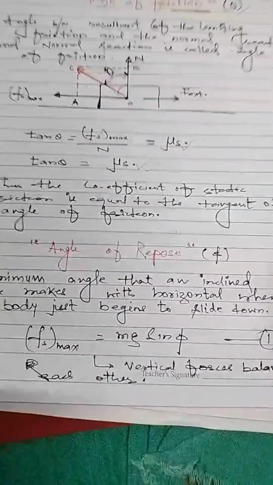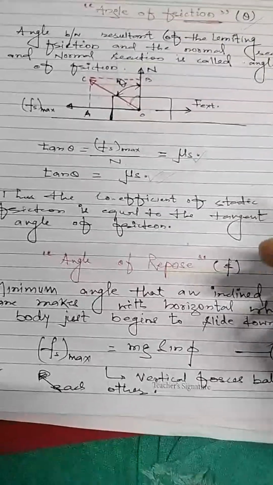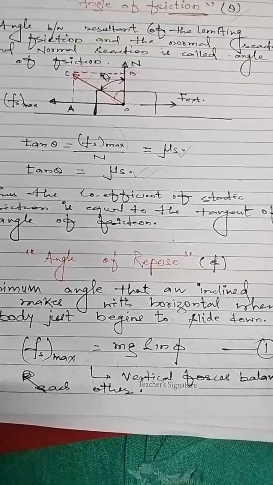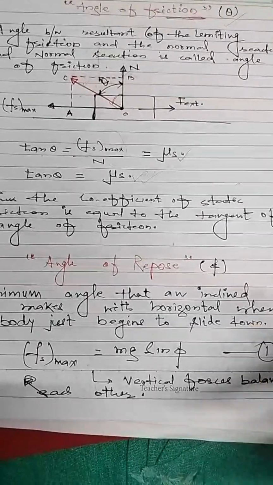Second is angle of repose. Angle of repose is the minimum angle of inclination with horizontal for which a body just begins to slide down.